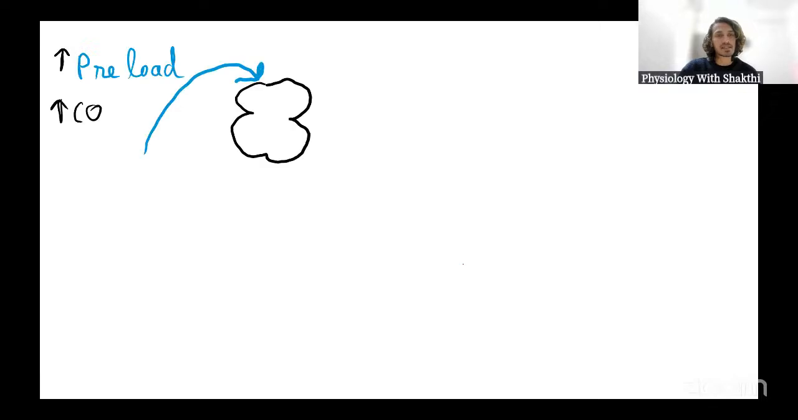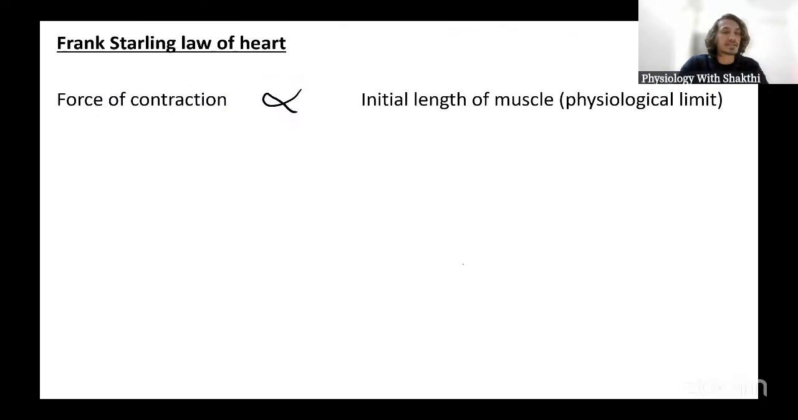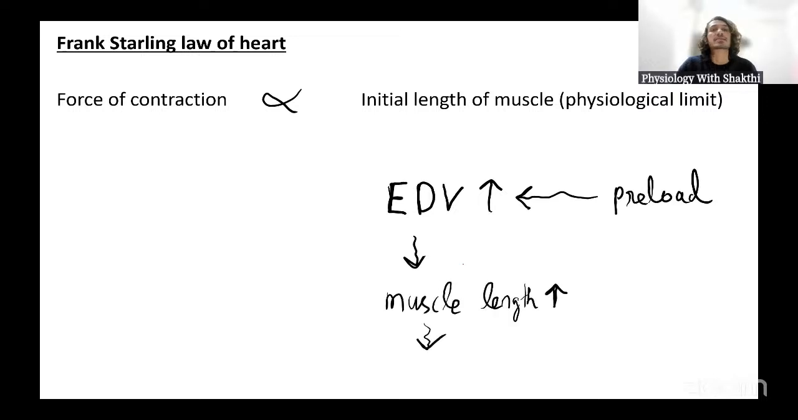Based on increase in the preload, the volume increases. That means how much the stretch of the muscle is there before contraction. So, based on the initial length of the muscle fiber, until the physiological limit. As you keep increasing, at some point, it will stop increasing and instead fall. So, force of contraction is directly proportional to the initial length of muscle fiber until its physiological limit. And that is what is called Frank-Starling law of heart.